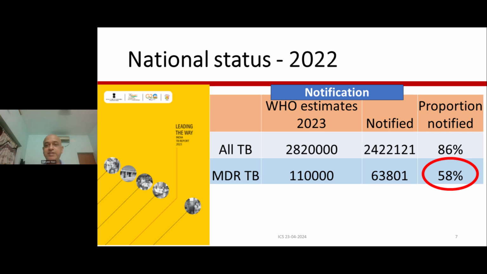But when it comes to drug-resistant TB, as you can see, we still are behind, and we're picking up less than two-thirds of our patients. So there are a lot of cases being missed there. Why does this happen?